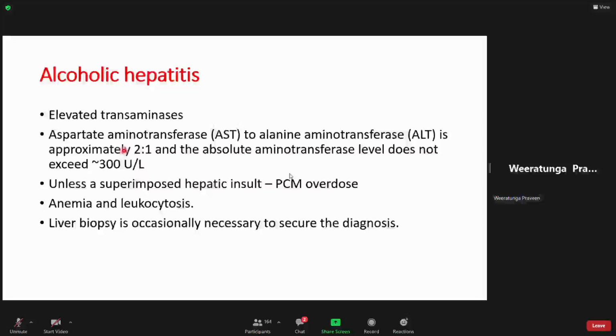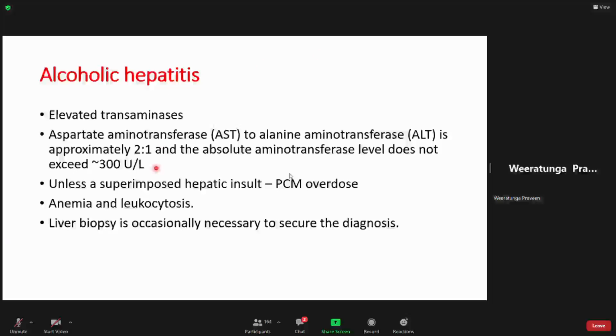Another very important point: the actual levels are not very high. They are not in the thousands. The reason is unclear, but looking at many studies over time, we have recognized that in alcoholic hepatitis transaminases do not rise above 1000 international units per liter. It's around 300-400. That is also an important thing, unless they have taken something like paracetamol or some other injurious agent with the alcohol.